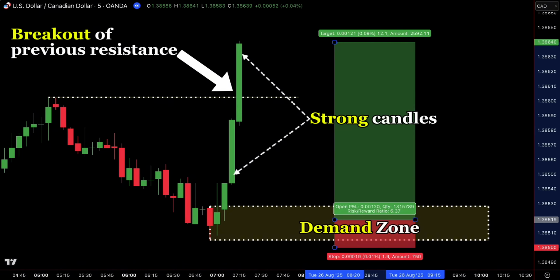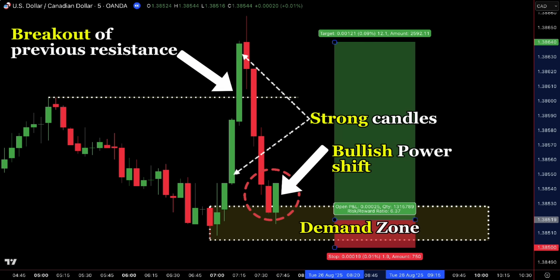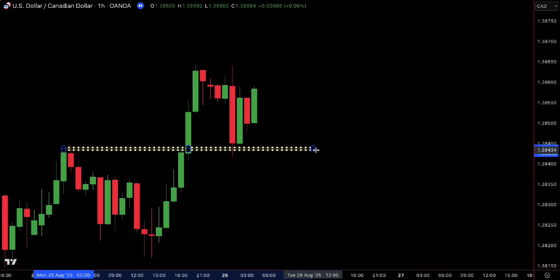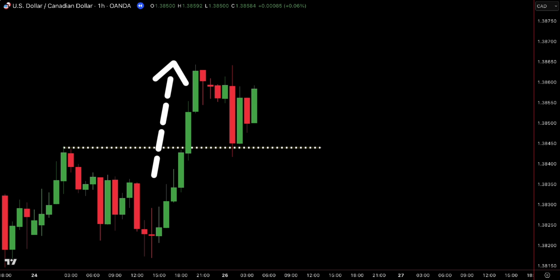Now look what happens when price comes back into this zone. We get a strong bullish power shift candle, our signal to get ready. But before pulling the trigger, we always check the higher time frame for alignment. On the hourly time frame, the market is trending up. It makes a move higher, pulls back, and then moves up again. This tells us price is likely to keep going higher, perfectly aligning with our bullish setup on the 5-minute chart. That gives us the confidence to execute.